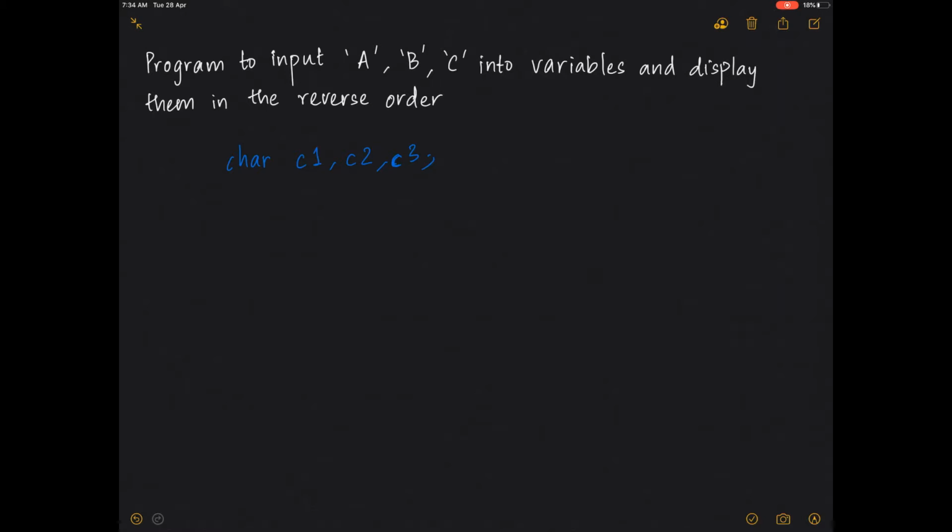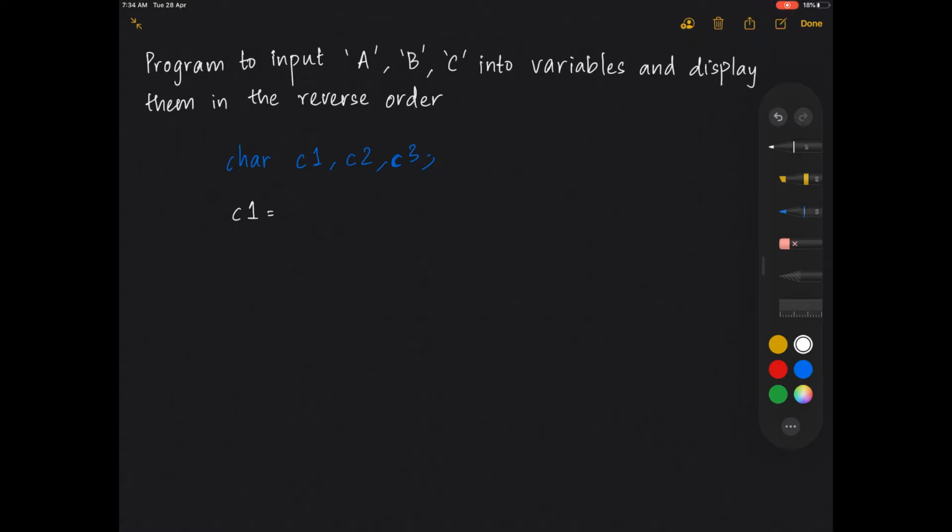Here I have 3 different variables of the same data type. So I'm going to declare them together. There is no need to write it as character C1, character C2, character C3. So taking input into these, if you want to assign it directly, you can go ahead and write C1 is equal to A, C2 is equal to B and C3 is equal to C.